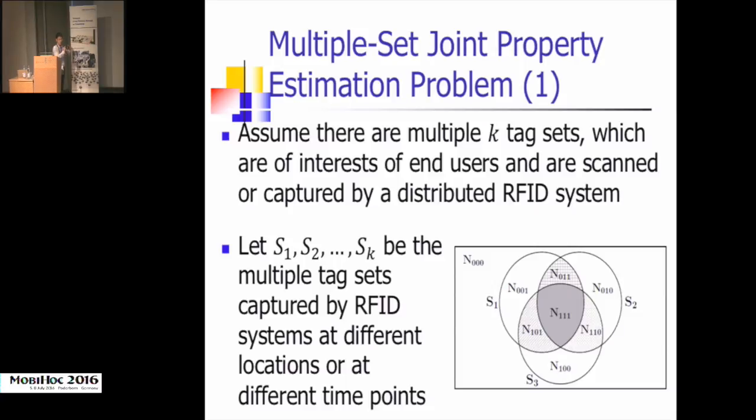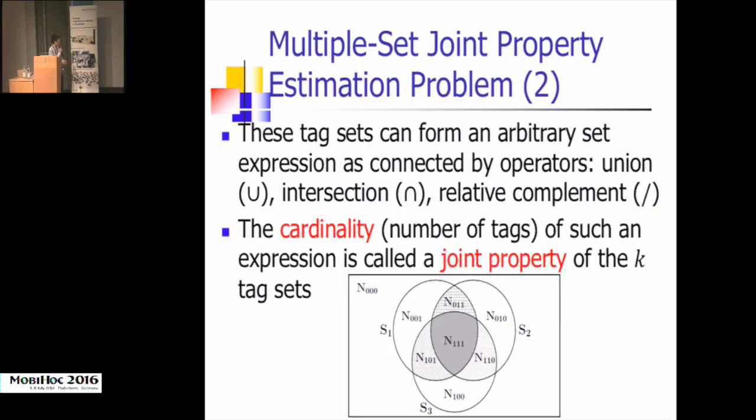We abstract all these previous applications and examples into one problem called the multiple tag set joint property estimation problem. We make very simple assumptions: there are k tag sets. These tag sets are of interest to end users, and they are scanned and captured by the RFID readers. We use the symbols S1, S2, up to SK to represent these tag sets. Here in this figure, we just illustrate 3 tag sets, S1, S2, and S3.